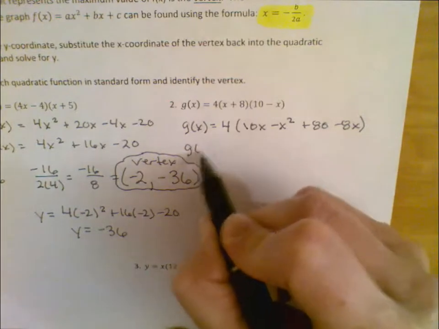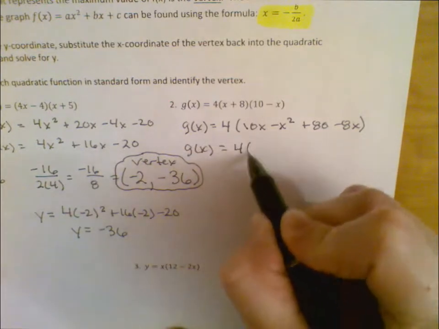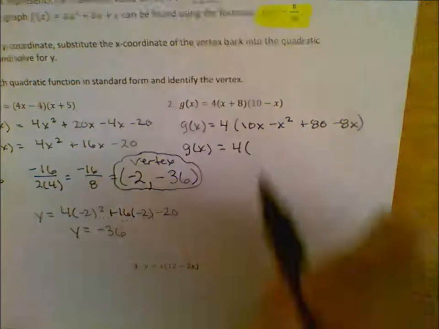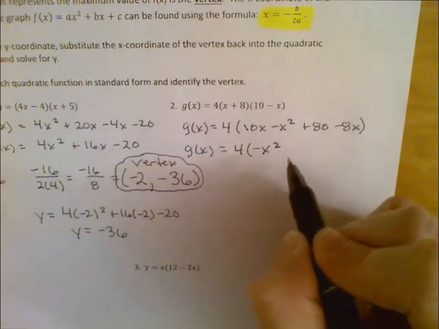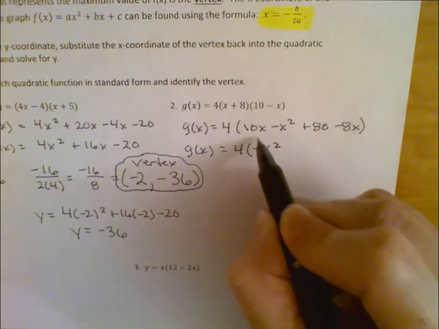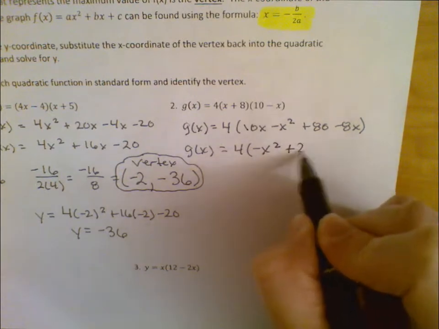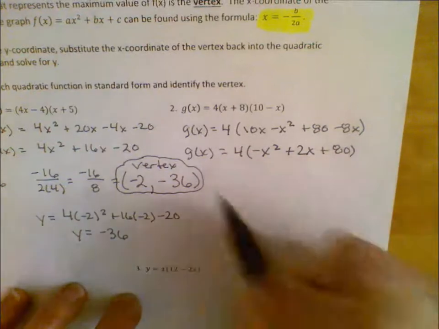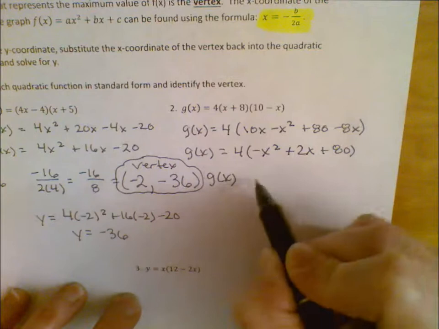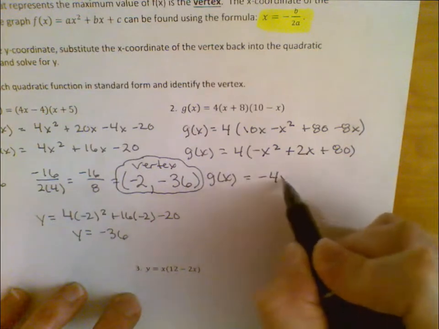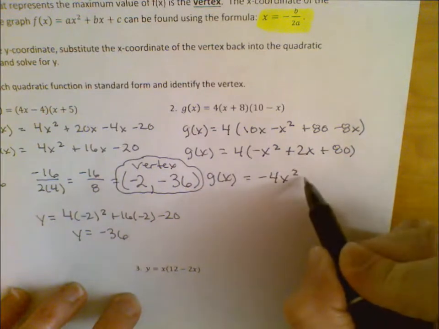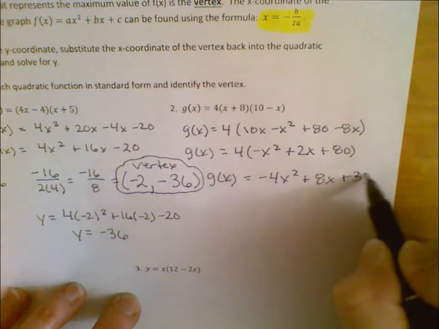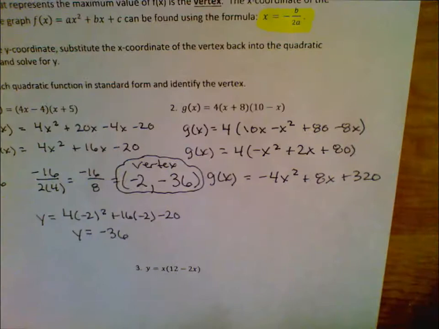And then I'm going to combine like terms. I'm going to kind of rearrange it as I go here. So it'll be negative x squared. It's 10 minus 8, so that's 2x. And then plus 80. And one more step. I'm going to distribute that 4 through the entire trinomial. So there's my standard form.